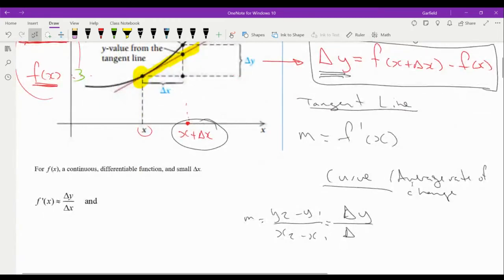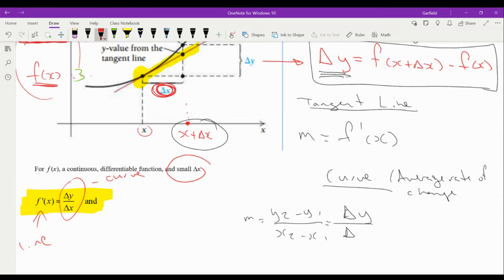So what we're saying here then is actually this. The slope of the curve, so this is a curve, and this is a line, are approximately equal to each other. And at the point of tangency, they're actually exactly equal. But for small values of delta x, the smaller this value is, the closer they get to each other. I hope that makes sense to you.